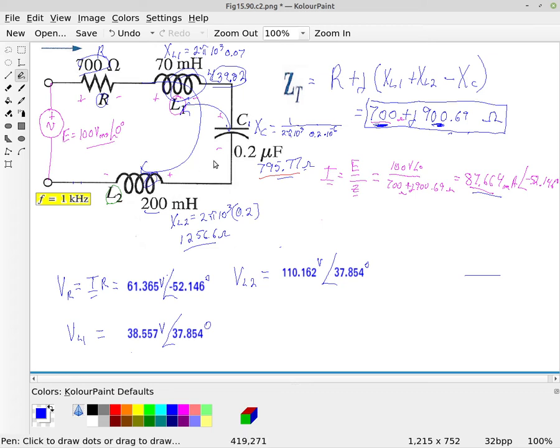And then at the other half of the cycle, the capacitor is dumping it back out and sticking it back in the inductors. And so even though we only had a magnitude of 100 volts RMS coming in, we actually have 110 volts RMS across this inductor, and then we got another 38 volts across inductor L1 here. Okay.